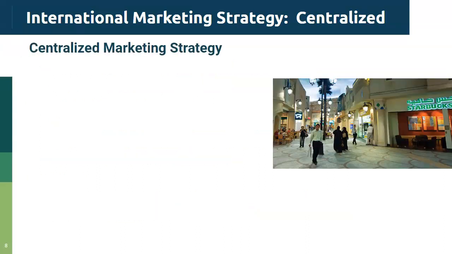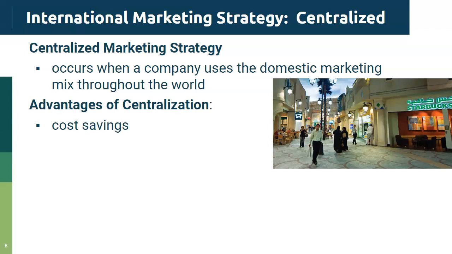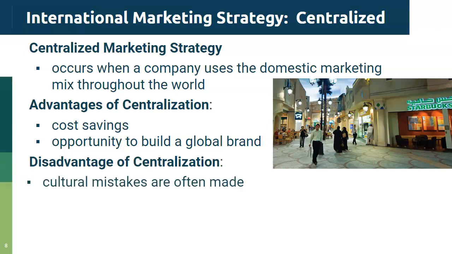Okay, another strategy besides acquisition is the centralized marketing strategy. So this occurs when a company uses the domestic marketing mix throughout the world. So advantages of centralization: you have cost savings because you're basically doing the same thing everywhere. You have the opportunity to build a global brand. The disadvantage is cultural mistakes are often made.